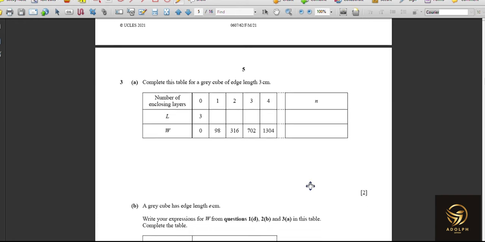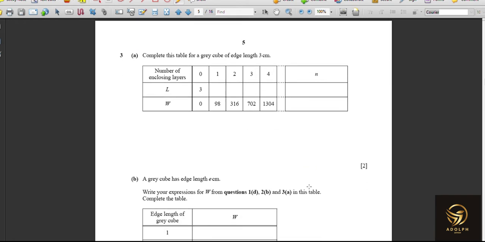So the next thing is the third question. Complete the table for a gray cube of edge length 3 centimeters. So what do we have to do? Initially that length will be 3, because the edge length is 3 here. If one layer is there, then we'll be adding 2 layers, on both the right side and left side. So this 3 will become 5, then 2 will be 7, then 3 will be 9, 4 will be 11.